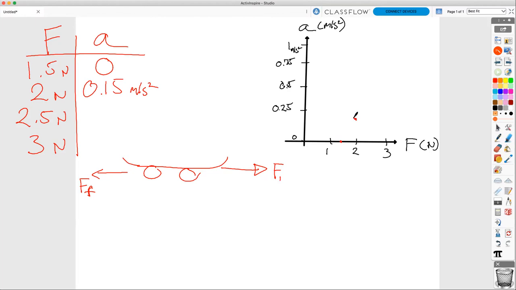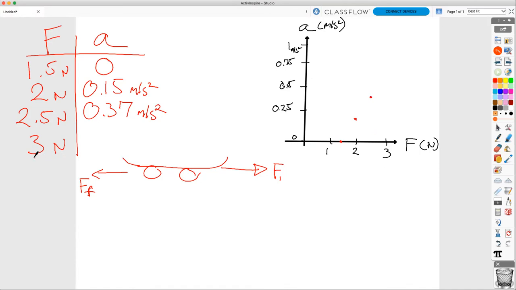Now, 2.5 newtons, we calculated 0.37 meters per second squared. So we're going to count up 2.5 newtons, 1, 2, halfway between 2 and 3 is 2.5. We're going to go up to 0.37, which is somewhere right in between 0.25 and 0.5. So right about there. Perfect.